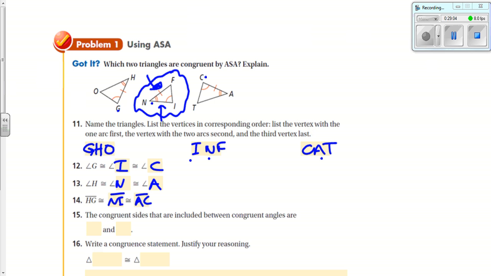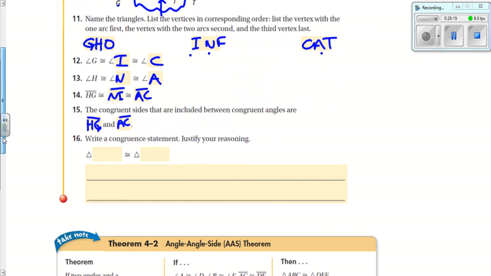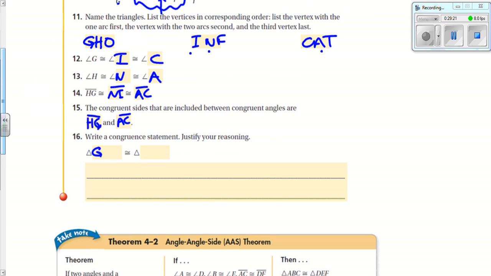Okay, the congruent sides that are included between congruent angles are which ones? They are HG and AC. Okay, NI is not included. So our congruent statement would read that triangle GHO is congruent to triangle CAT, and we can say by side, angle, side. Oops, just kidding. Hopefully you caught me. Angle, side, angle. Because we have an angle, a side, and an angle.